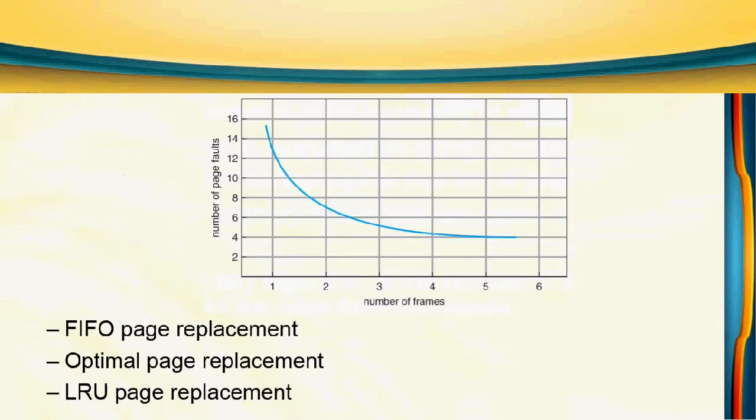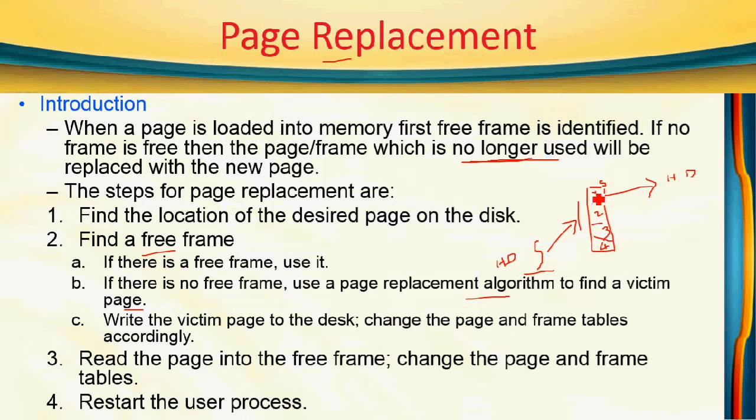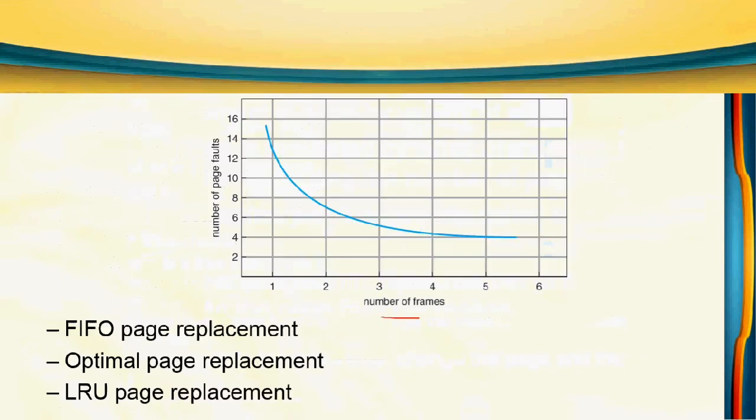And then we have 3 algorithms. This graph is important here. If you increase the number of frames, frames meaning in the main memory, here we said 4 frames. Similarly if the main memory has 2 frames, 3 frames, 4 frames, like that if you increase, then the page faults will decrease. So this is inversely proportional. If you increase the number of frames, the page faults decrease.